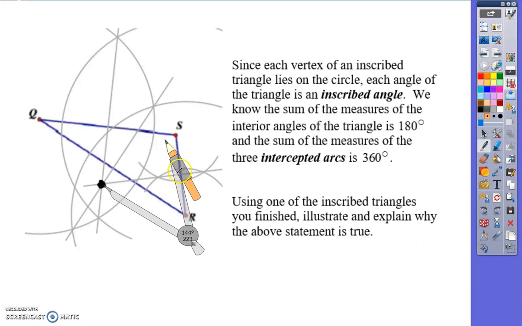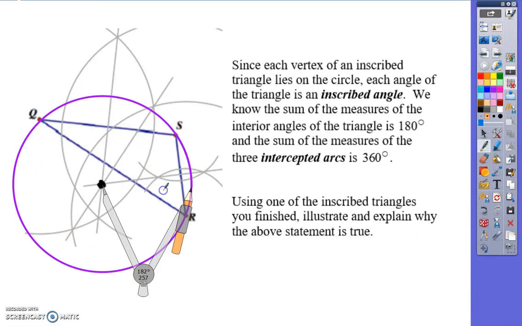I want you to think about these three different triangles that we're dealing with and what happened that makes them different. And we'll read some words here. Since each vertex of an inside triangle lies on the circle, each angle of the triangle is an inscribed angle. So we're going to be talking about the results with the inscribed angles. We know that the sum of the measures of the interior angles is 180 degrees. And the sum of the three intercepted arcs is 360.